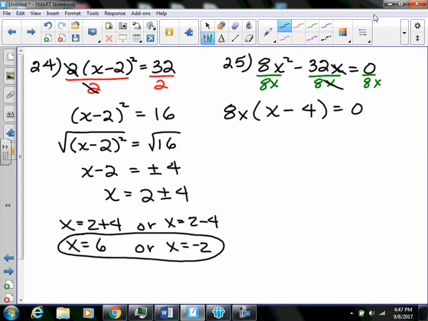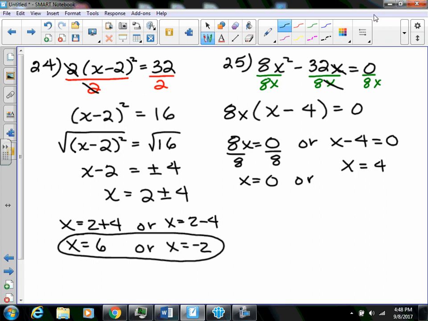Now at this point, I'm ready to set each of these factors equal to 0. If it has a variable in it, you must set it equal to 0. So 8x is equal to 0, or x minus 4 is equal to 0. So over here, you divide both sides by 8. x equals 0, or add 4, and x equals 4. So your answers are x equals 4 or x equals 0.